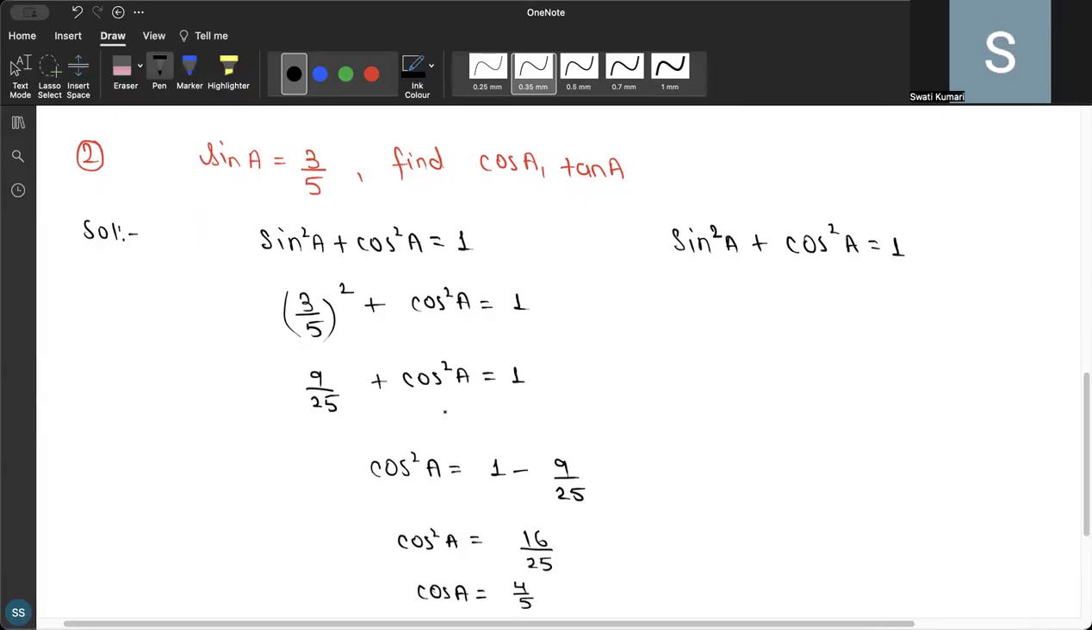So we have got the answer. That is what we wanted to find, cos A. So we got cos A. Now we have to find out tan A. Here again, for tan A, I can directly use the formula because we know that we can write it down.